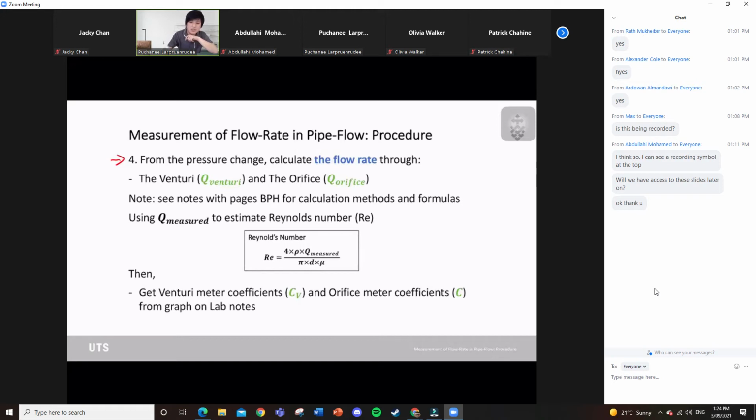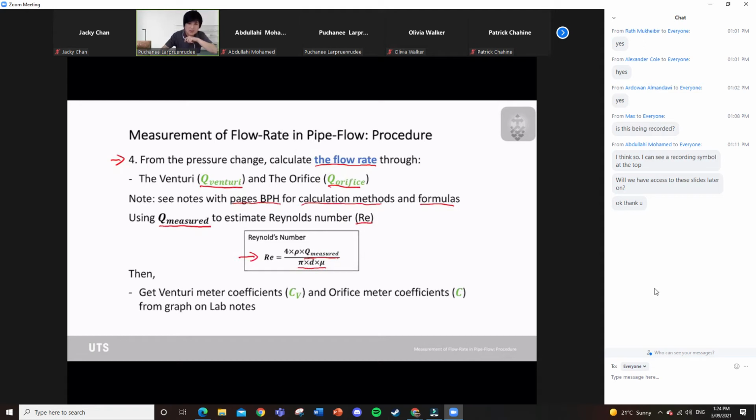From the pressure change, we need to calculate the flow rate through the venturi and the orifice. You can see the note with page BPH for the calculation method and the formula. So in this case, we have to use Q measure to find out the Reynolds number first. For the Reynolds number, this one is different from another one that I told you. 4 multiplied by the density and multiplied by the Q measure divided by pi d and mu.